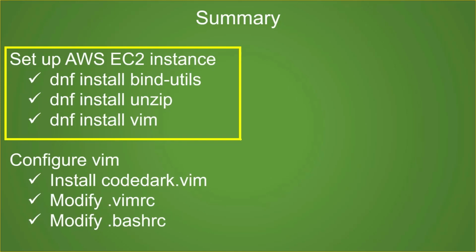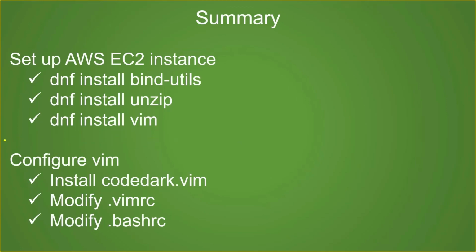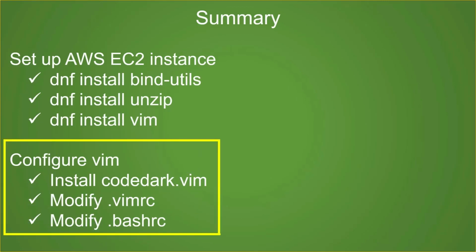In this video, we set up an Amazon Web Service EC2 instance. Additionally, we install some useful packages: bind-utils, unzip, and vim. In order to use Vim in the color scheme similar to Visual Studio Code, we install codedark.vim and modify vimrc and bashrc.